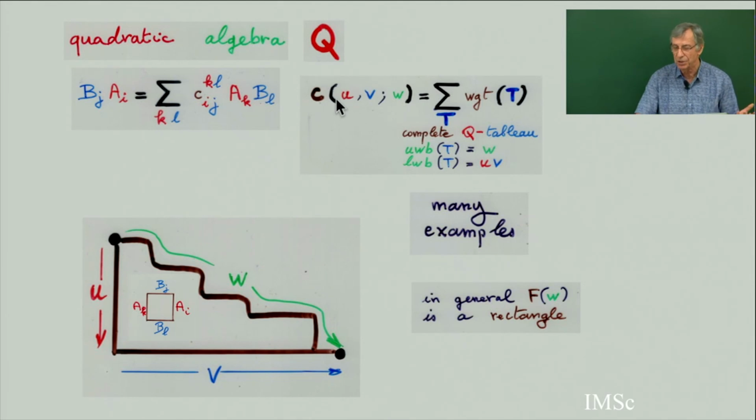But the general principle is that all this general algebra gives you many examples of computation or a formula for the coefficient C of U, V, W. You give a Ferrers diagram, in general a rectangle, with the border condition, so you give the W, U, and V. And I would like to compute or to give a formula. So we have many examples, and in many cases it's a rectangle.